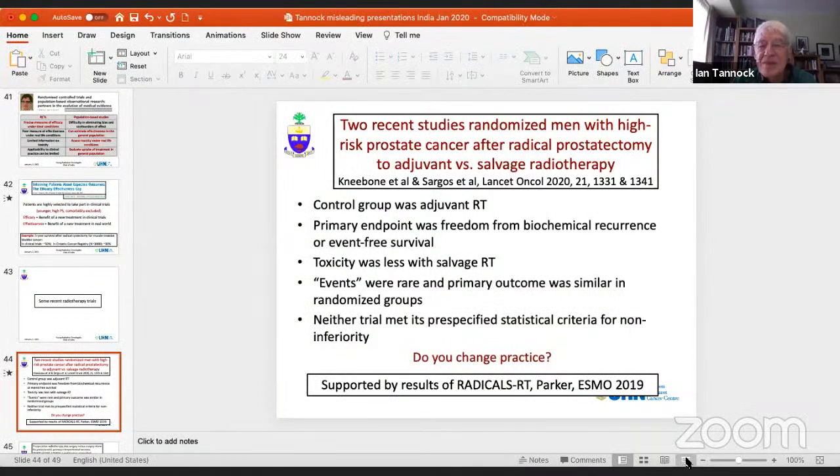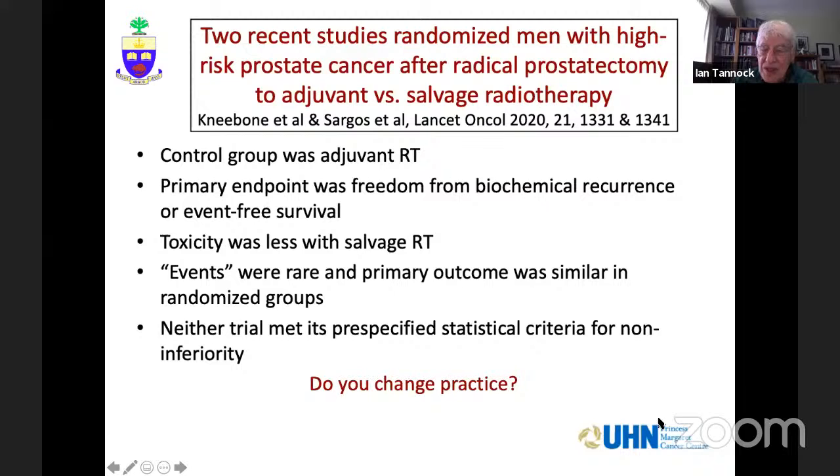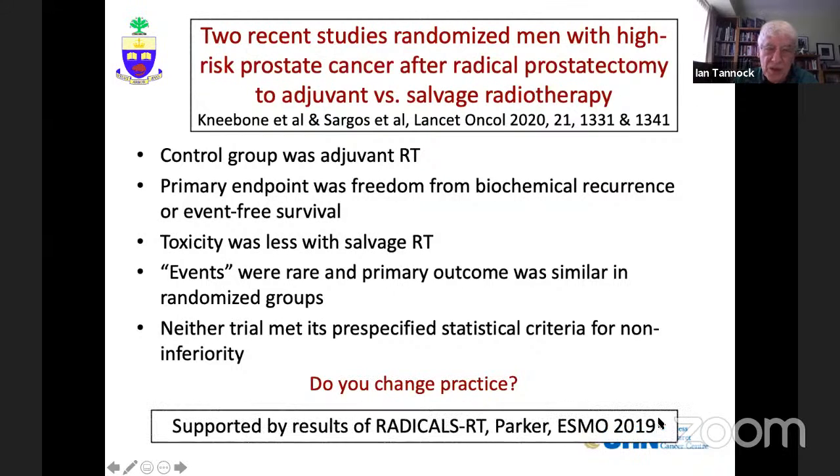Yeah, I think I would discuss it too. I'm not a radiation oncologist, but I think our standard should be not to give radiation as an adjuvant for people undergoing surgery for high-risk disease, but to use it for patients who relapse. Agree. Any other comments? Okay, let's go to the next one. As I said, it's supported by the radicals trial, which was presented by Chris Parker at ESMO.